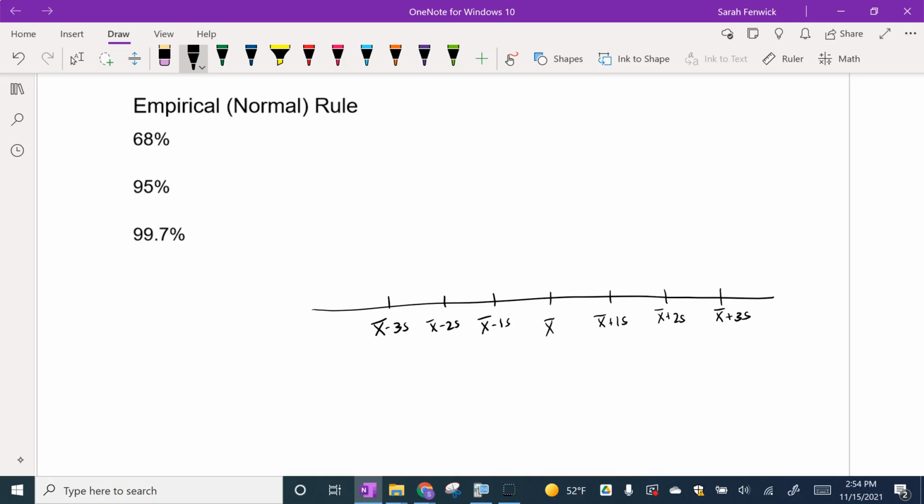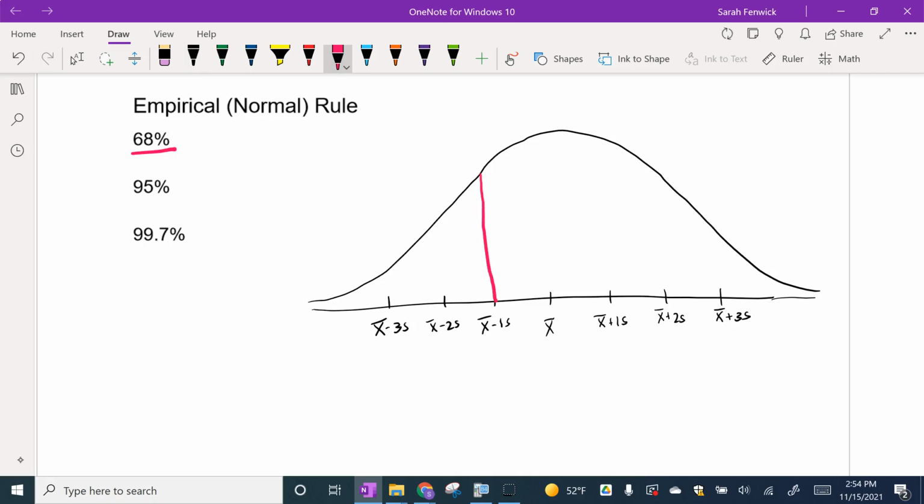In a normal distribution, your data falls under a pretty bell-shaped curve. We'll learn more about that soon. But what we know from the empirical or normal rule is that 68% of my data falls within 1 standard deviation. Oh, wrong one. Let me try again. I didn't do that curve very well. They're supposed to be about equal. This is approximately 68% of my data.